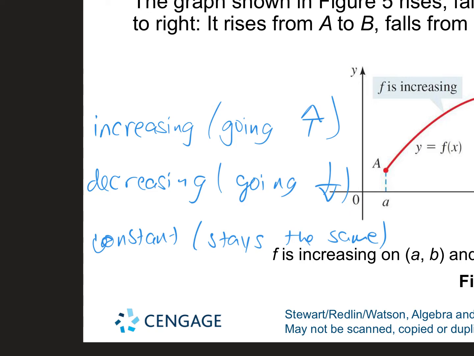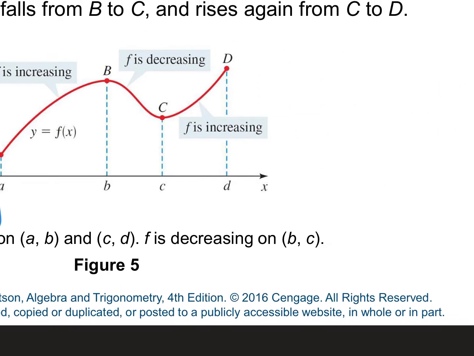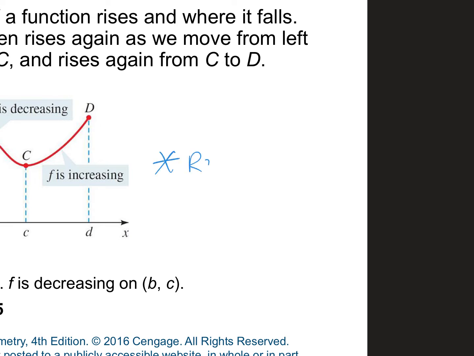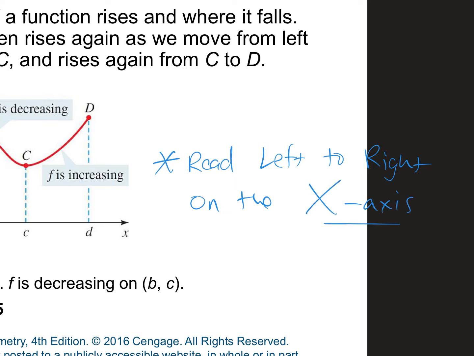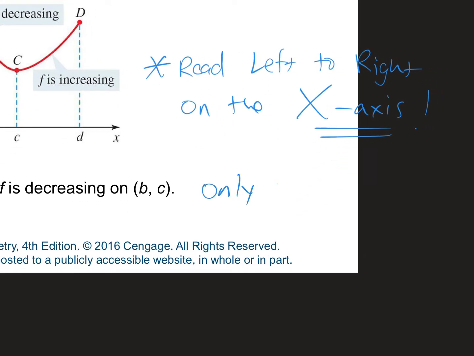All right, there are some very, very particular things for intervals of increase, decrease, and constant that you have to pay attention to, because if your notation is wrong, then your answer is wrong. It's not like you can get partial credit for this. It's very, very important. When you are doing intervals of increase, decrease, and constant, you read it left to right on the x-axis. The y-axis does not matter. I don't care how high the function goes or how low it goes. We're talking about the interval over which it is going up or down. You're looking at just the x-axis. And we only, I'm going to say that 100 times, only use parentheses.